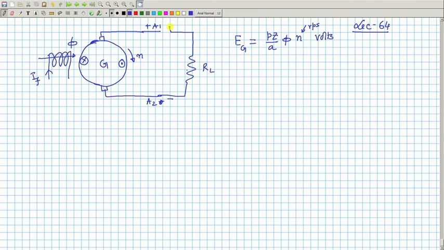If the switch is opened, then there is no external current supplied by the armature, and therefore, no current in the conductors as well. But if it is closed, then it will deliver power to the load. If it delivers power to the load, this current and the current in the conductors will not be the same. It will be I A by A. What is A? This small a is the number of parallel paths. That will be the current in each conductor.